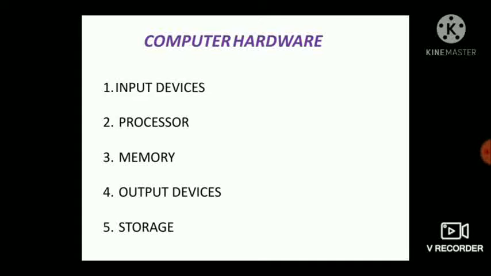Third one is memory. Memory from which the CPU fetches the instructions and data is called main memory. It is also called primary memory and is volatile in nature.